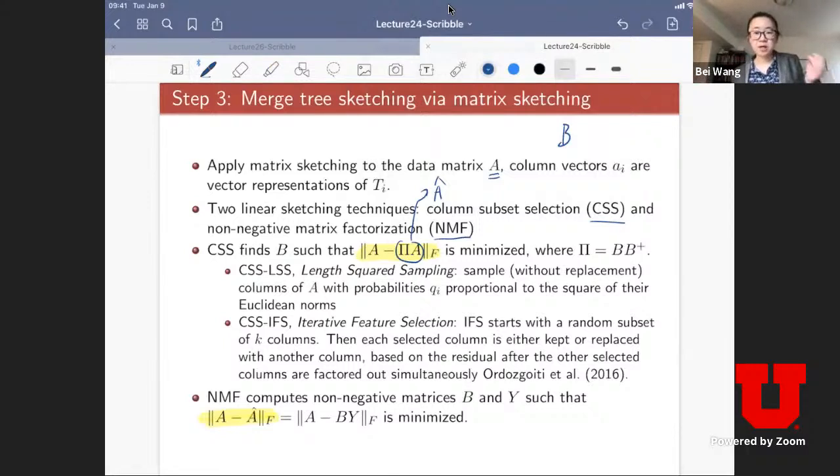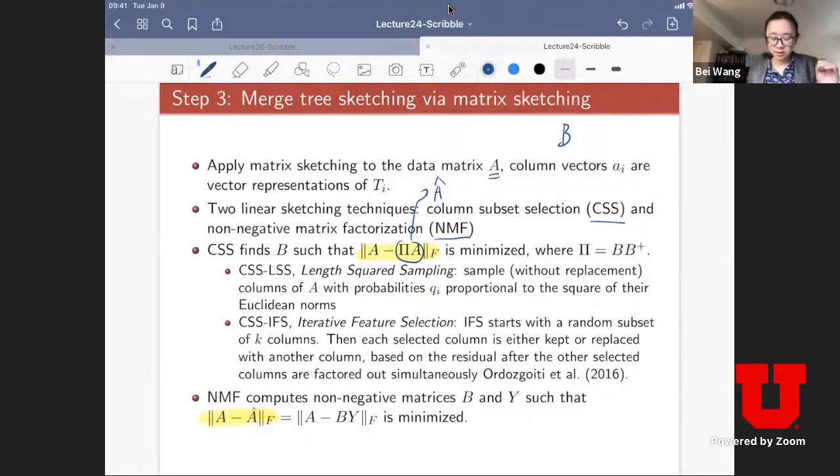The second type is to start with a random subset of k columns, and then each selected column is either kept or replaced with another column based on the residual after all the other selected columns are factored out. So again, at a very high level, LSS, which is length squared sampling, is basically saying I'm going to sample the columns based on the norm, and I'm going to choose the ones with high norm first. The second one is to say I'm going to start with k random columns and replace those columns, again based on some residual factorization.